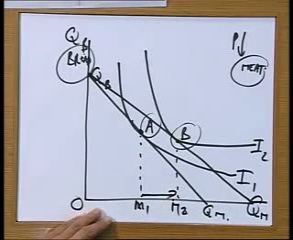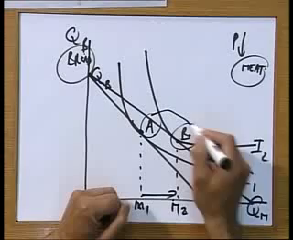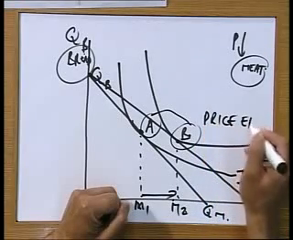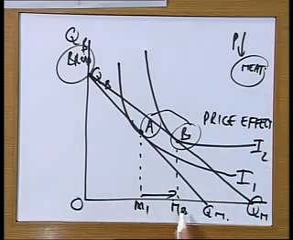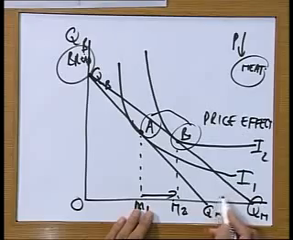Okay? So this is the first thing that you need to understand, right? The movement from A to B, that basically is what we call the price effect. The effect of the price decrease is that the consumer is buying more meat, right? And the budget line swivels outwards, right?